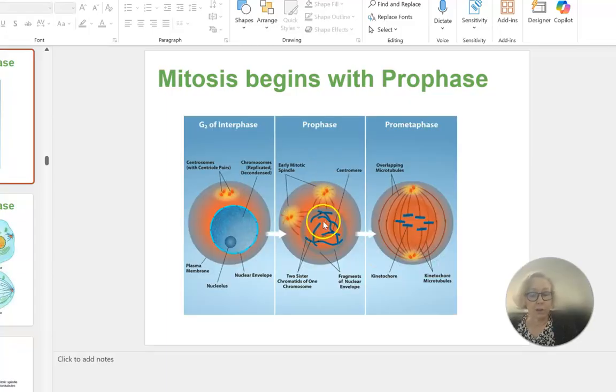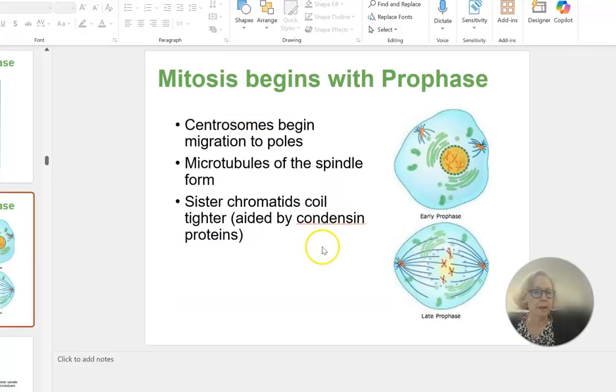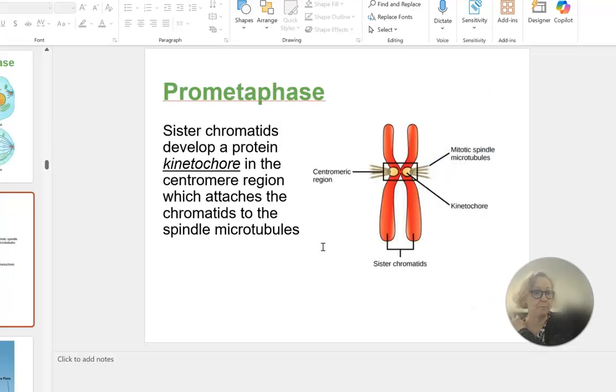Maybe this is like go get your lunchbox or go get your coat on or whatever. Okay? This is the very beginning. We have formed interchromosomes. Prometaphase, your sister chromosomes are attached at this point, okay? You have this mitotic spindle.